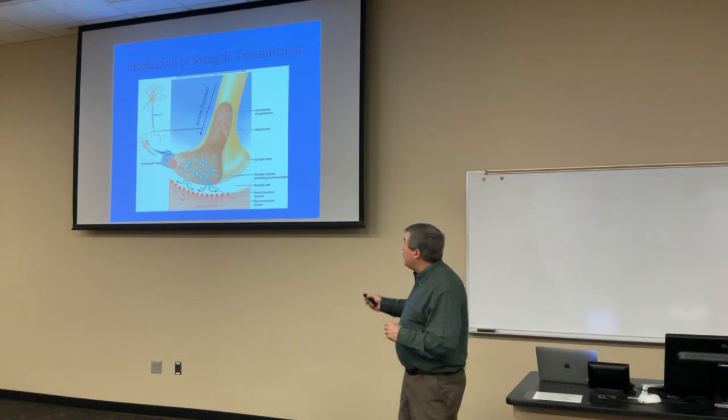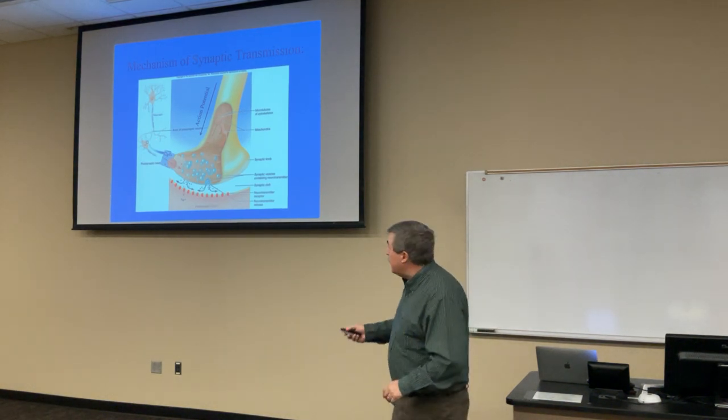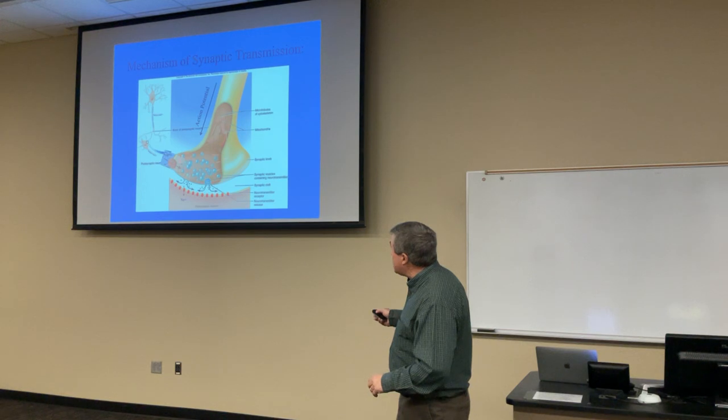So when the action potential gets to the end of the axonal branches, the very end of the branches are called synaptic knobs.